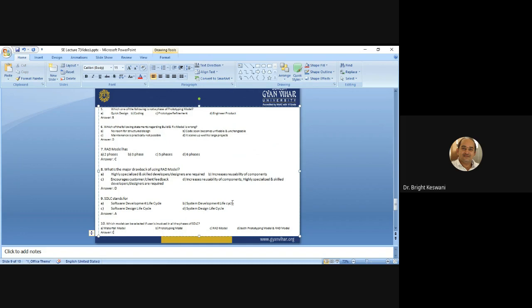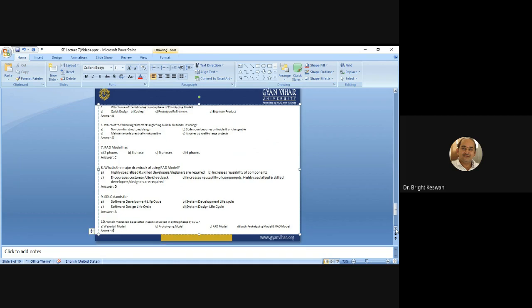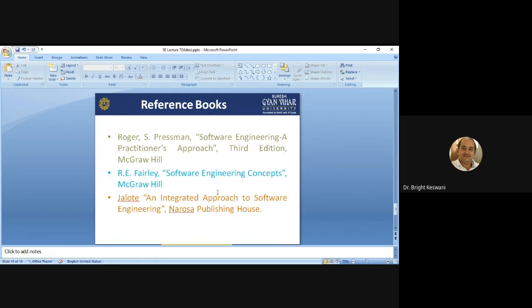Okay, so this is all about today's class. We have learned the spiral model, Boehm's spiral model, WinWin model, and two other models also, and we have done the self assessment. If you have any query, then you can consult these books. These are the reference books. You can consult them and find the solution to your problem. Thank you.